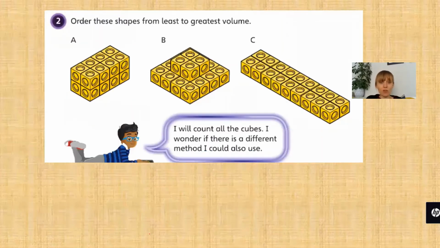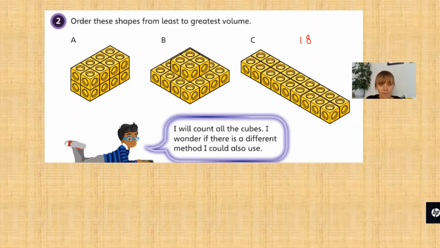Okay, now this one, we've got to order these shapes from the least to the greatest volume. Now be careful of hidden ones. Pause the video and then come back and we'll have a look together. All right, so looking at these, I can see that A and B have both got some hidden ones. So I'm going to start with C with my counting. And I'm going to count in 2s. 2, 4, 6, 8, 10, 12, 14, 16, 18. So I can see that C has got 18 unit cubes.